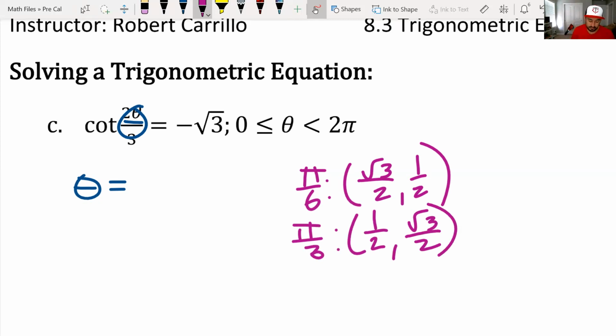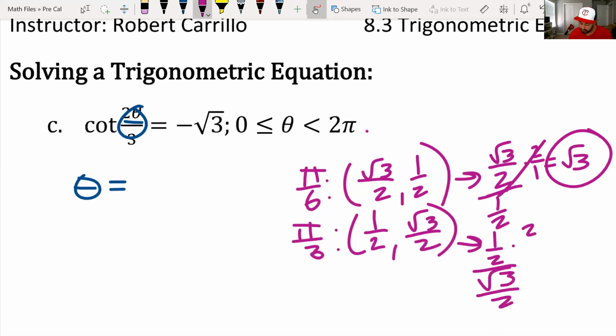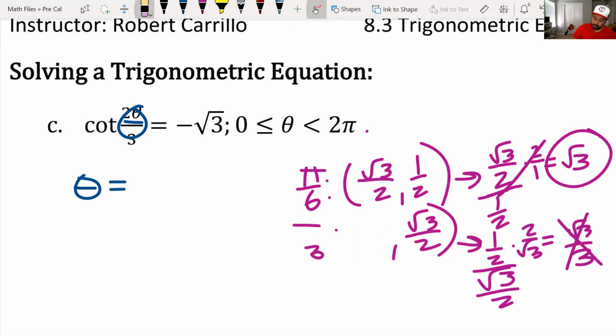And cotangent, cosine over sine, puts x over y. So if we were going to do that, you would have square root 3 over 2 over 1/2, which would be multiplying by 2 over 1, which gives us the square root of 3. That's what we're looking for. If you did it the other way, 1/2 over square root 3 over 2, that would be multiplying by 2 over square root 3, which would give us square root 3 over 3, which is what we're now looking for. Okay, so we kind of have what we want.